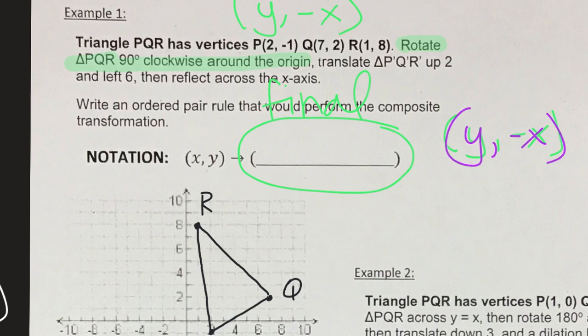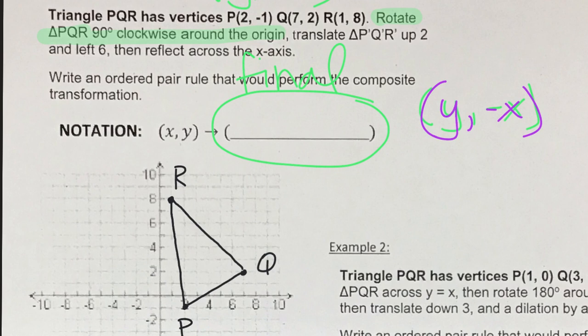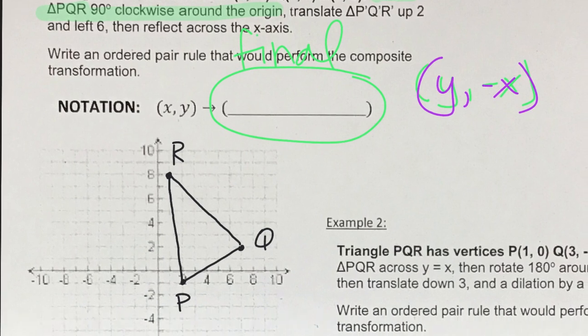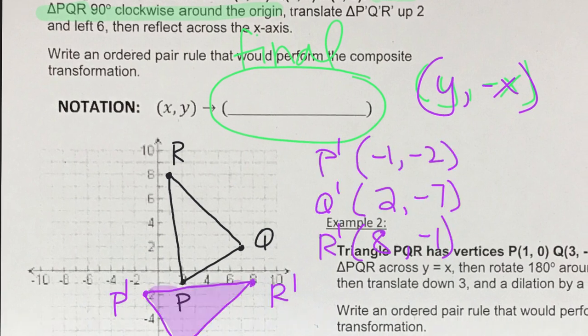Okay, so let's do that to all of our points. We have P, Q, and R. So -1, right? Okay, so that's our rotation of 90 degrees around the origin. Now we're at these points. Right, this is our new coordinate system. Here is where we currently are.